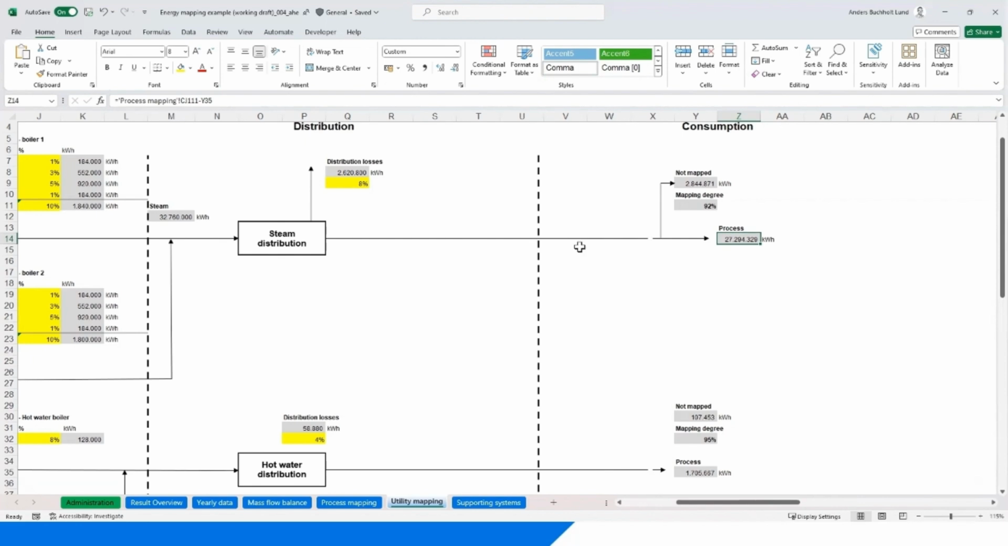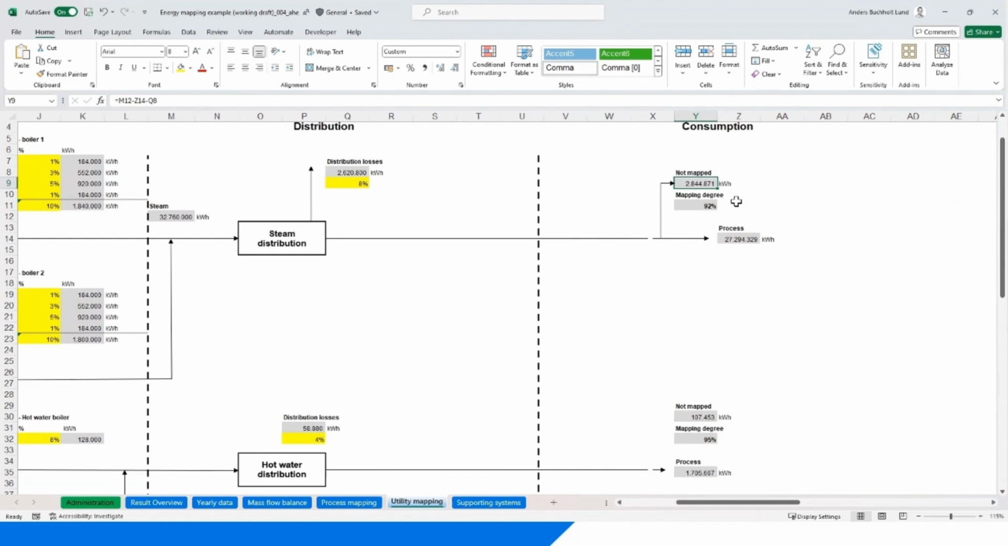And then we compare this figure to what is actually supplied by the distribution system, so what ended up in the process. And here we can see we have a deficit of 2.9 million kilowatt hours that is not mapped, and then we have this term mapping degree, a 92% mapping degree. So here we cannot account for 8% of the energy consumption. We cannot account for it. And that could be due to many issues.